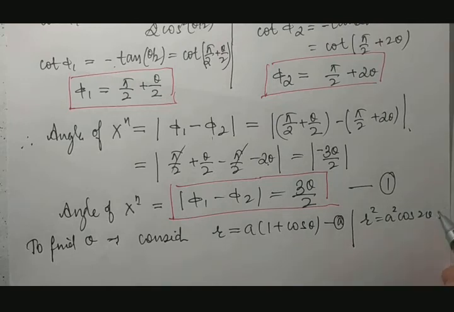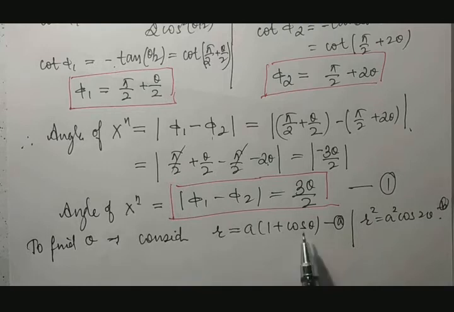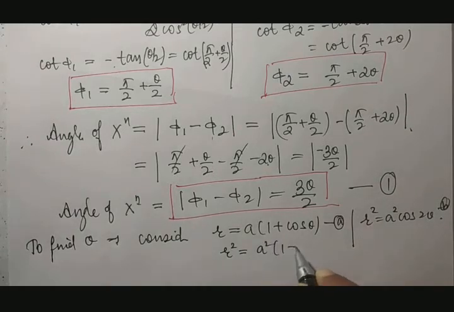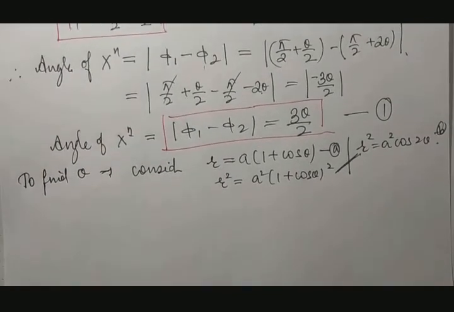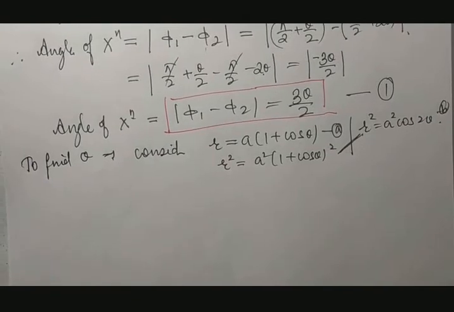Now we can see this is B. Now we can see either this is r is equal to something, or it is r square is equal to something. Either you make this as a square or you make it a square root. So better to make it square. So it can be taken as a square into 1 plus cos theta whole square. Fine. Now I'll be comparing these two results.